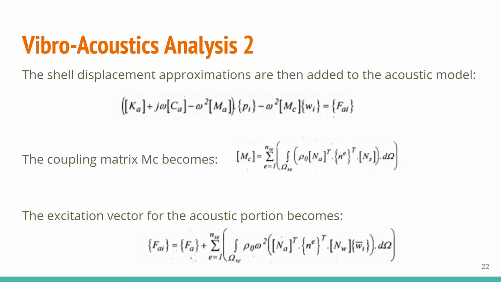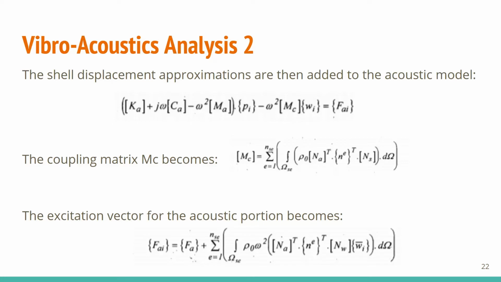So the coupling matrix Mc, as you notice, looks very, very similar to Kc. The only difference is you see a rho naught there, and that rho naught again is the density of the fluid medium, applied again at the boundary between the fluid and the structure. The excitation vector for the acoustic portion thus becomes Fai equals Fa, where Fa is the harmonic forces that we've solved for before. Fa is just what was already there before the structural side adds in.